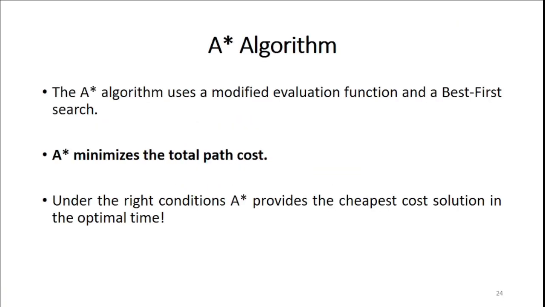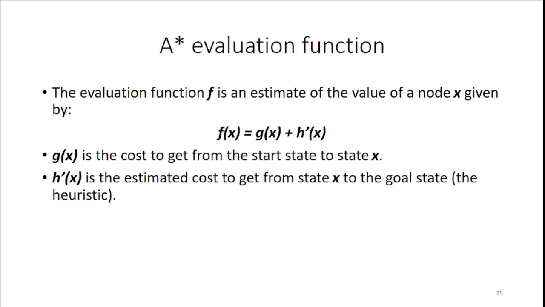So, what is the A-star algorithm? In a simple way, we can say the A-star algorithm uses a modified evaluation function and a best first search. The main purpose of the A-star algorithm is to find the total path and to minimize the total path cost. It will find the shortest distance from start state to goal state. Under the right conditions, A-star provides the cheapest cost solution in the optimal time.